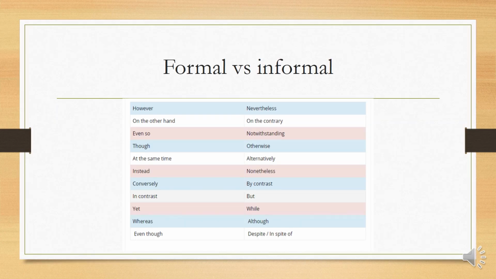First of all, we have a chart that shows us different connectors that you can use in formal and informal language. So we have however, nevertheless, on the other hand, on the contrary, even so, notwithstanding, though, otherwise, at the same time, alternatively, instead, nonetheless, conversely, by contrast, in contrast, but, yet, while, whereas, although, even though, despite, or in spite of.